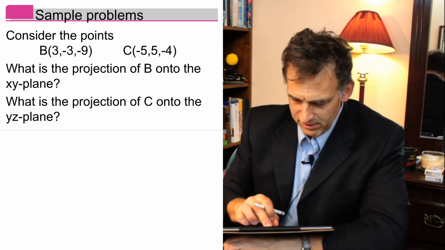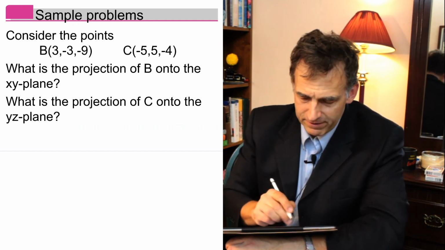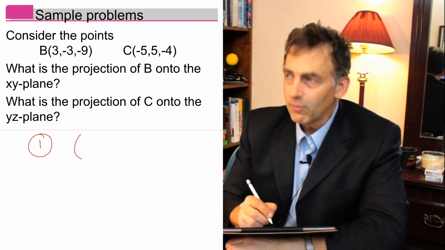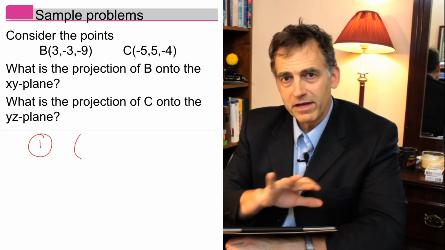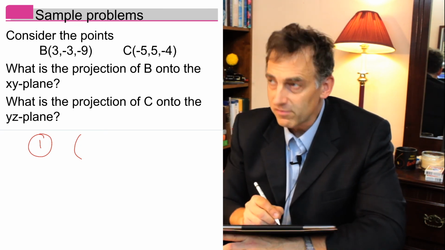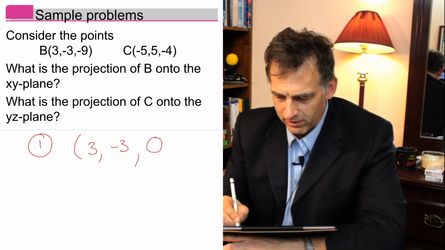This one is, well, we might as well do it. Projection of B onto the XY plane. So we'll call that question 1. When you're projecting onto the XY plane, you just get rid of the Z coordinate. It's like you're squishing down your Z coordinate. So you just take 3, -3, and then turn the Z coordinate into 0.